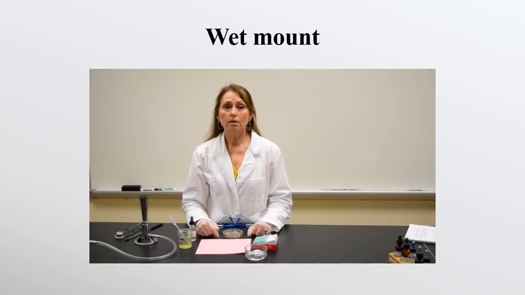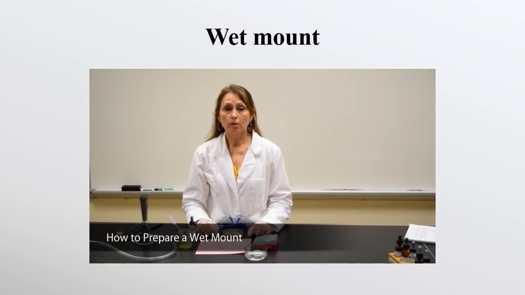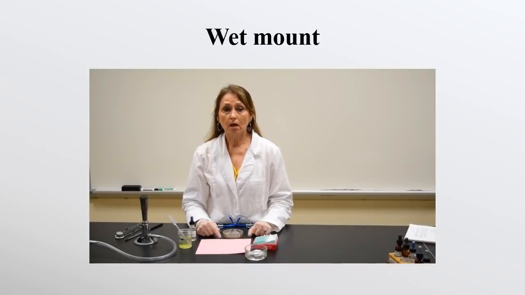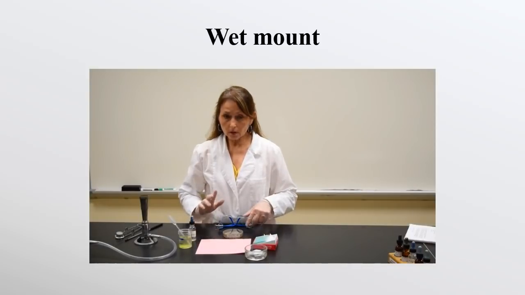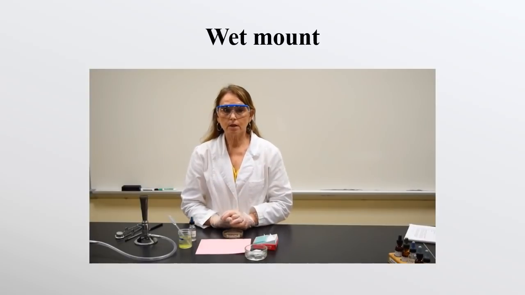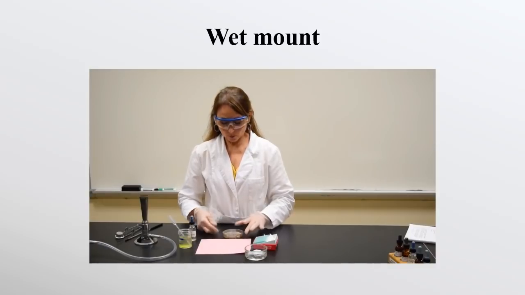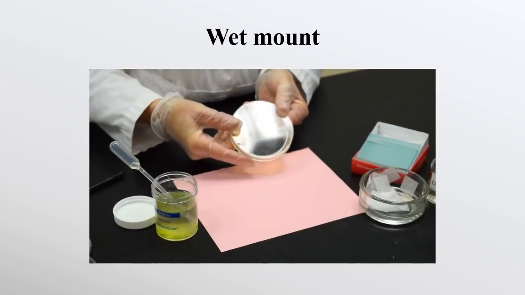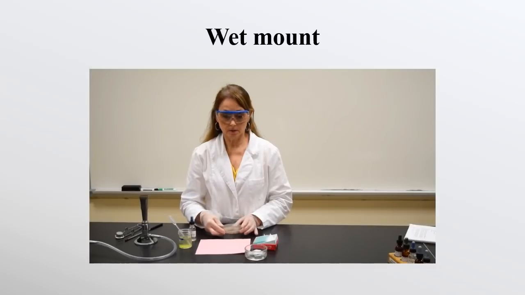Okay, this video will show you how to make a wet mount. This demonstration is how to prepare a wet mount. The purpose of doing a wet mount is to check for the motility of a cell and also the size of a cell. Make sure your gloves and your goggles are on. I'll be demonstrating how to do a wet mount when the starting material is a liquid, and when the starting material is coming from a colony on a Petri plate.